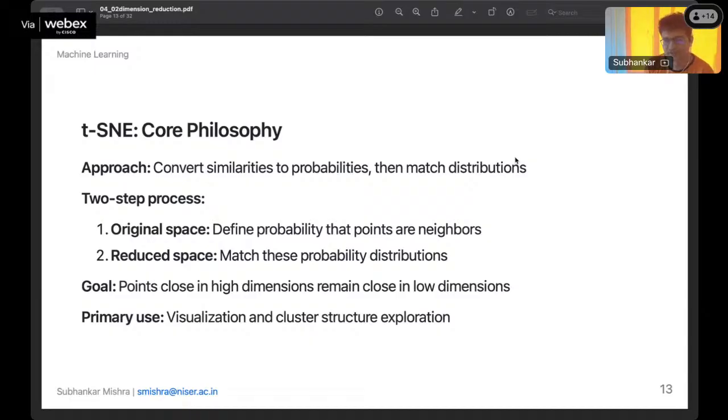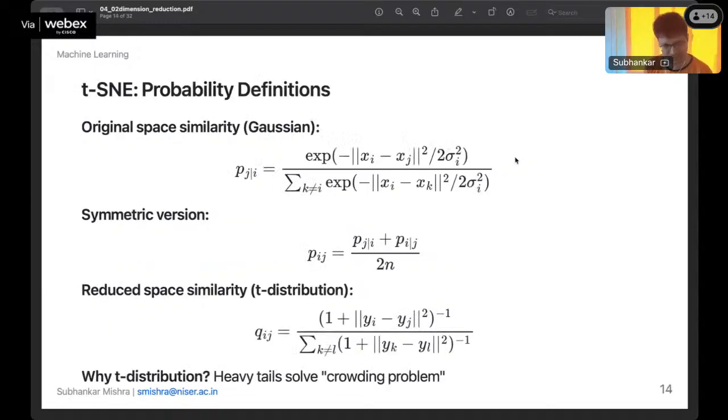In original space, we define the probability that the points are neighbors. So similarities become probabilities: the more similar, the more they are neighbors. Because it's a reduced space, because we have dropped into probability distributions, the goal is that points close in high dimensions remain close in low dimension, which retains the local structure. Primary use case: visualization and cluster structure. We will see how it helps.